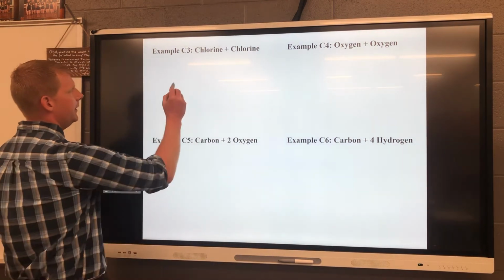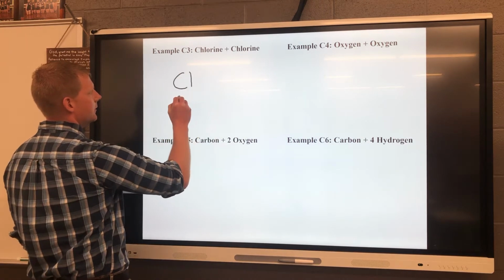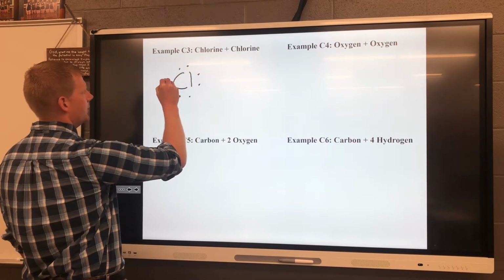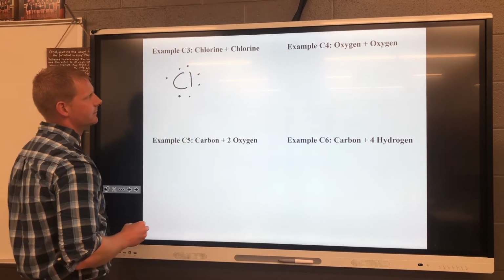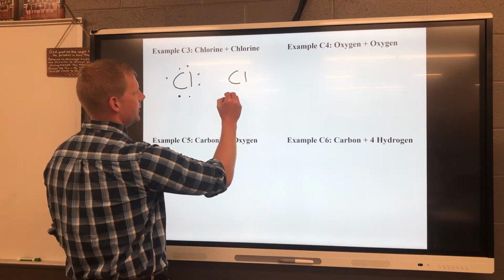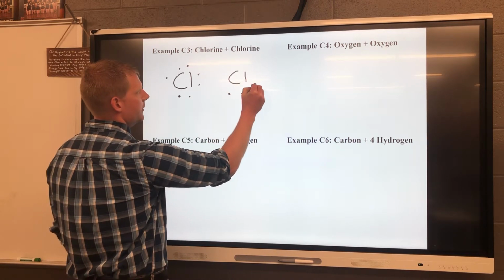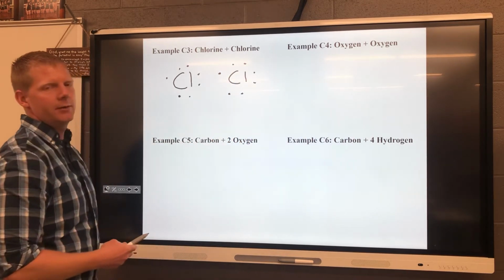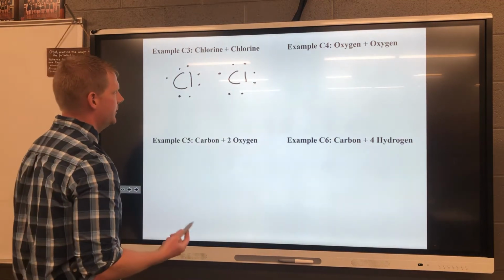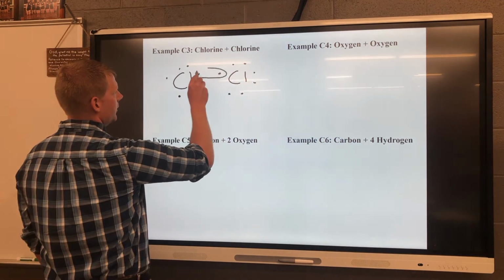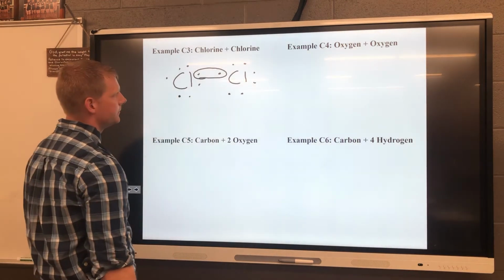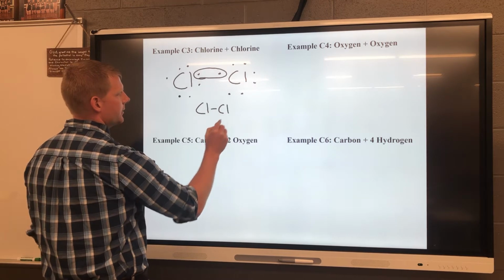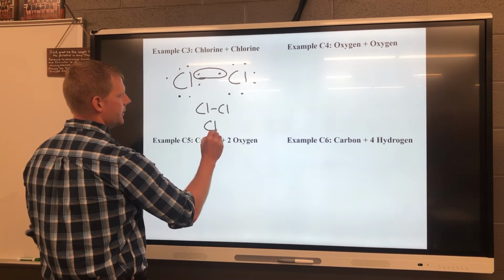All right, so here we have chlorine and chlorine. So again, draw the electron dot diagram. It's in group 17, so there's 7 valence electrons. So I'm going to just draw 2 atoms. Each has 7 valence electrons. So they each need 1 more in order to be happy or stable. So we're going to share this 1 pair of electrons. So again, we can write it with a dash to show 1 shared pair, and the formula is just Cl2.